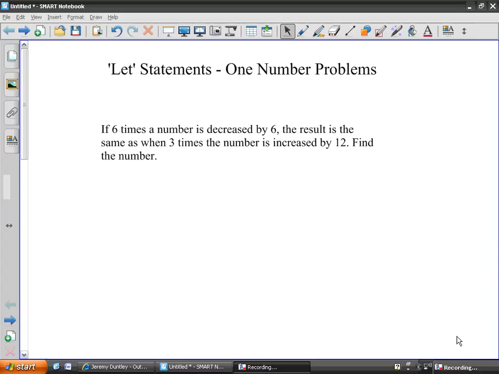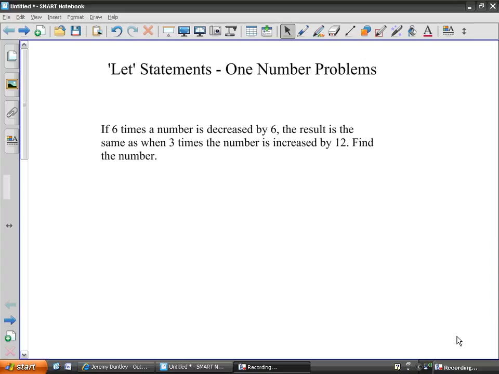So we're looking at let statements. Particularly, we're looking at one number problems. When your teacher tells you that you need to have a let statement, typically they're talking about the fact that you're solving word problems. Let statements allow the reader of your work to know what you're allowing your variable to stand for. That's why you write let statements.